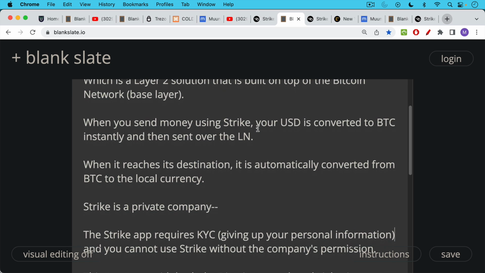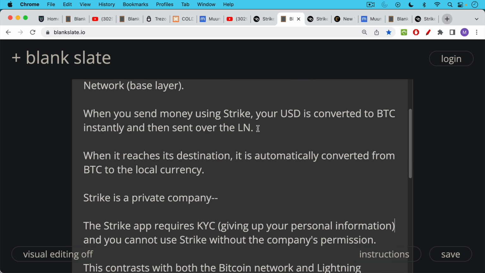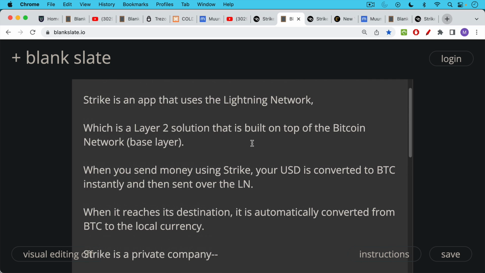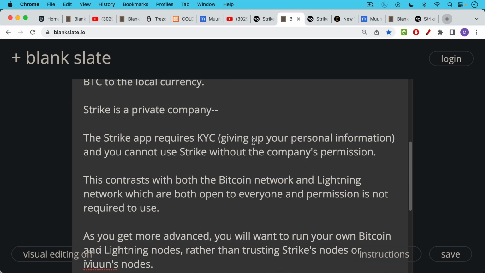Now, Strike is a privately held company. It's a corporation. The Strike app, as such, requires KYC, just like opening up a Coinbase account or a Kraken account or a Binance account, where you have to give up your personal information. You also have to link your bank account, as we're going to see in the demo that I'm about to do. You cannot use Strike without the company's permission. So again, this is an app that's built by a private company on top of the Lightning Network, which itself is on top of the Bitcoin network.